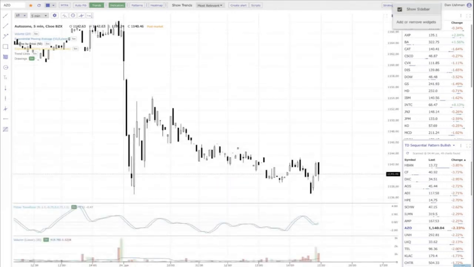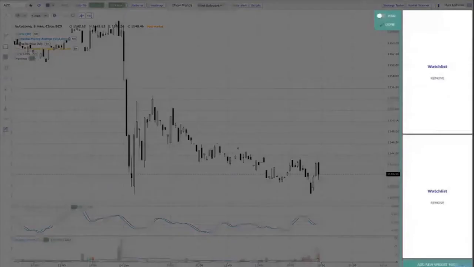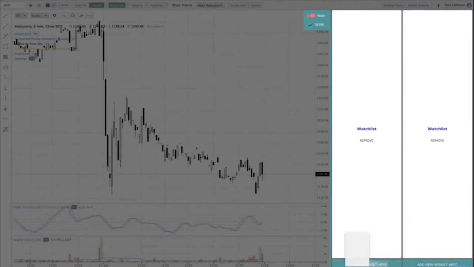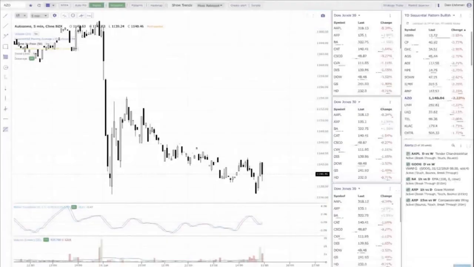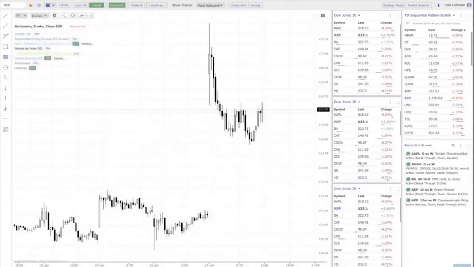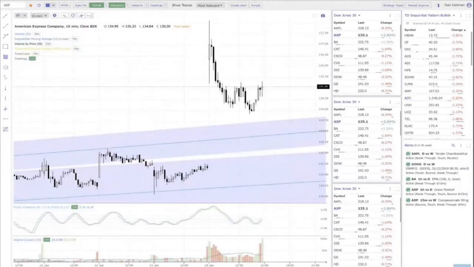And this is where the enhanced watch list comes in. Notice that now there's this little book icon up here. If you click on that and go to add remove widgets, you'll see that the watch list is now fully customizable. So you can now add multiple watch lists and alert panels to your charts. And you can see how this ends up looking here. These are my alerts here. I've also got 3 separate watch lists up.